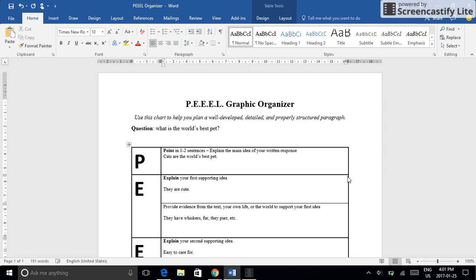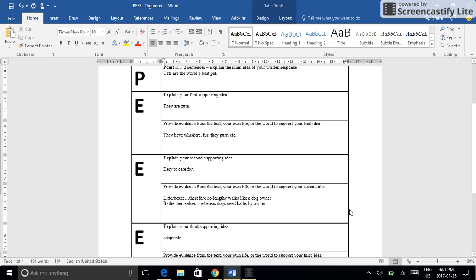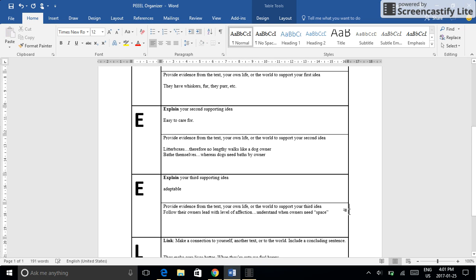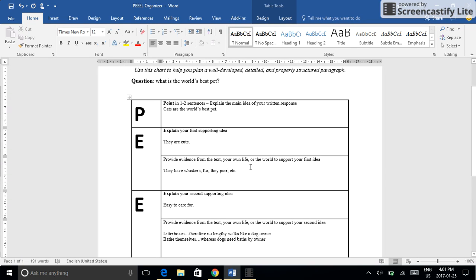So one tool that you can use to write a well-developed paragraph and a well-structured paragraph is a graphic organizer called PEEL. So PEEL stands for point, explain, explain, explain, and link. You could really put as many E's in there as you want, but the rule of 3 is always a nice number in English classes.